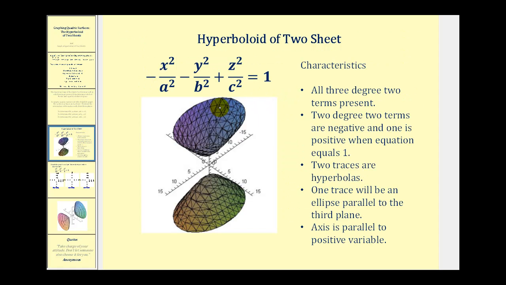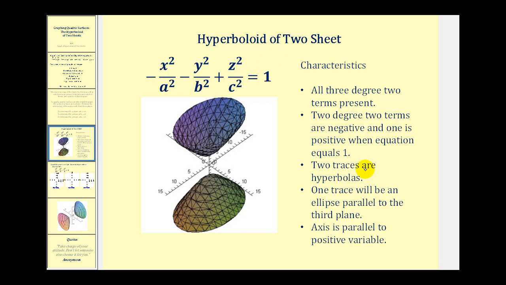Here's the form of an equation that represents a hyperboloid of two sheets. Notice that all three degree 2 terms are present. However, when the equation is equal to positive 1, two of the terms will be negative and one will be positive. Remember, when we had a hyperboloid of one sheet, only one of the terms was negative. So if it fits this form where one is negative, it's a hyperboloid of one sheet. If two of the terms are negative, it's a hyperboloid of two sheets.